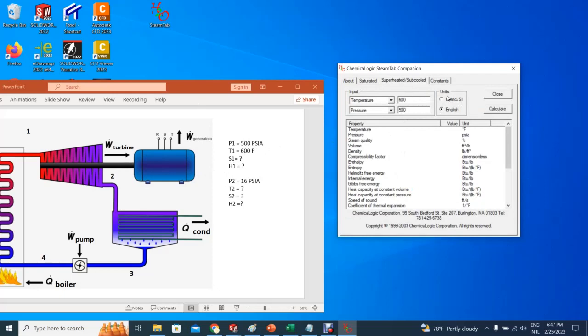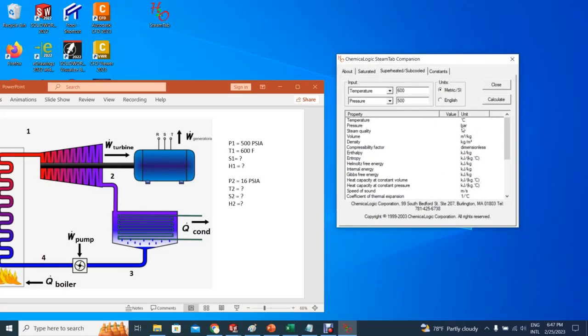Now, metric or English. Obviously, you change here, and on the metric side the temperature is in centigrade and the pressure is measured in bar. You cannot change that. That's what this software will bring to you, either metric in this kind of units or English in this kind of units, which for me is okay because this problem is right within the English side. So that would be 500 psi, no problem. It's right here, and the temperature 600. That's it.